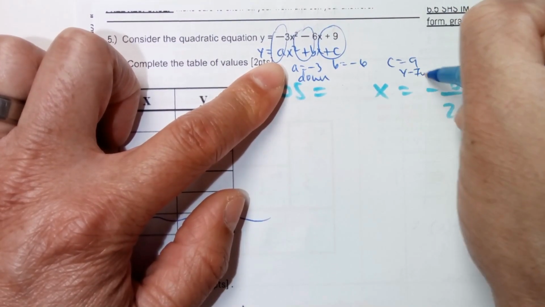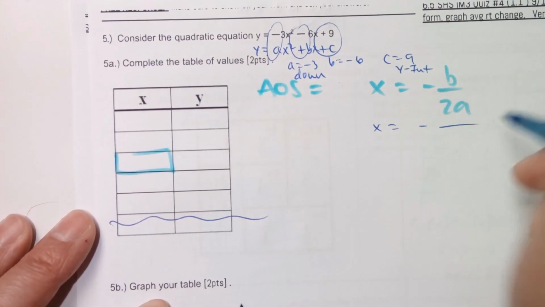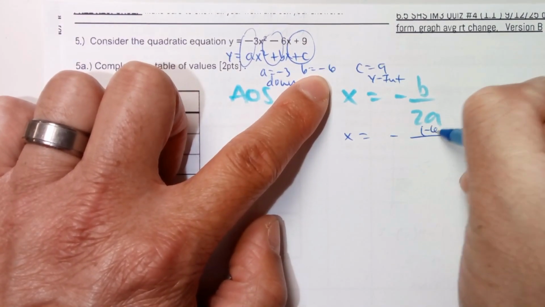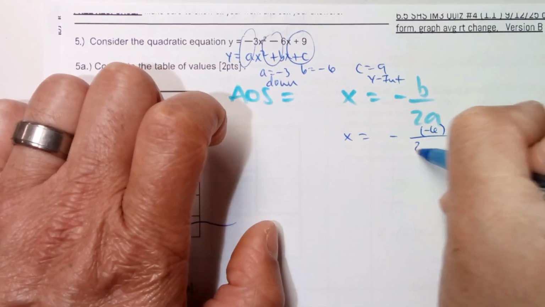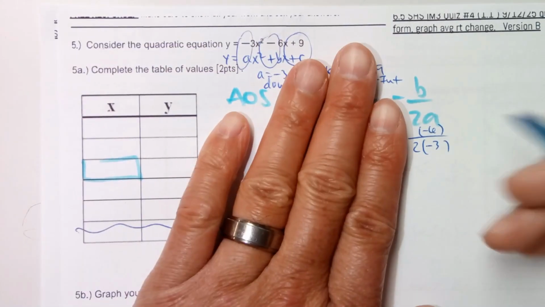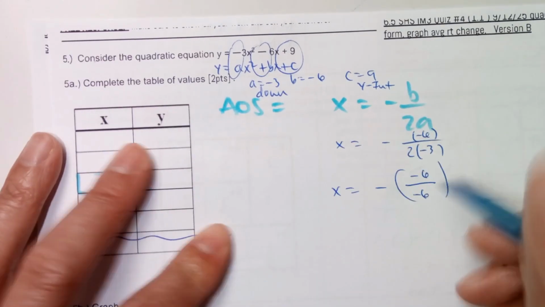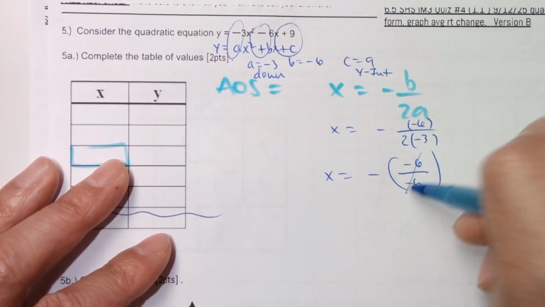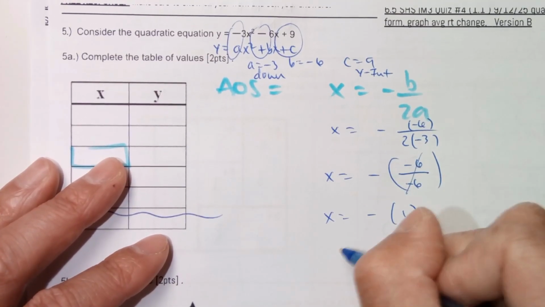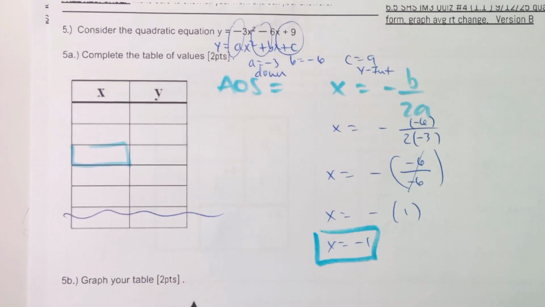To find the axis of symmetry, let's just substitute in my values. My B value is -6. And then I have 2 times the A value, which is -3. So then over here, I have 2 times -3, which is -6. Remember, this cancels to be 1. So I have x equals -1, or opposite of +1, which is -1. So now that's super important because it tells me to go in the middle. If not, you're just randomly picking numbers, which is bad.